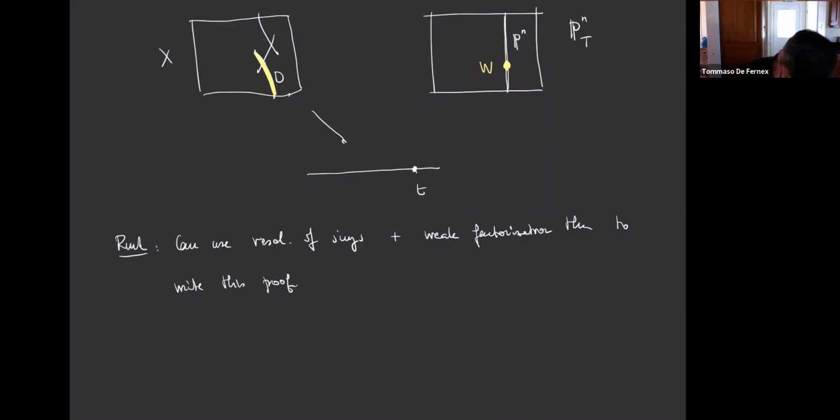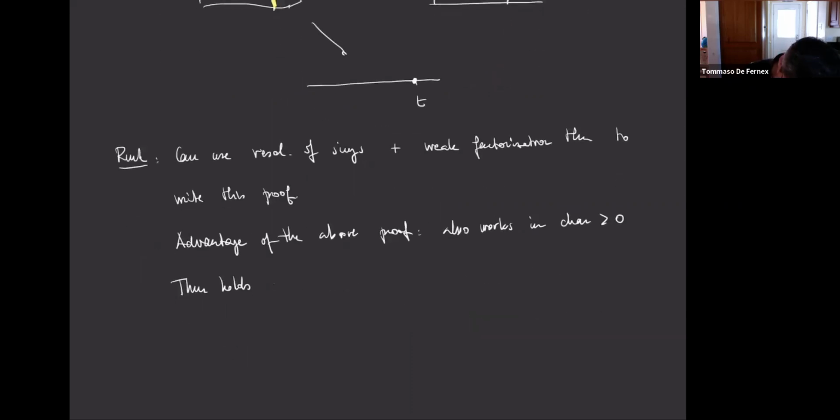So the advantage of the above proof is that it only uses this observation, this lemma of Zariski, which is very general, so it also works in positive characteristics. So in fact, this theorem holds in all characteristics. I just wanted to mention this.